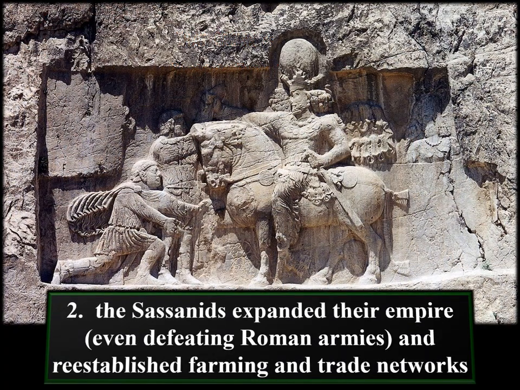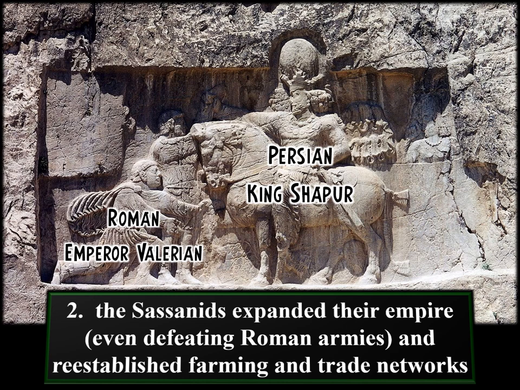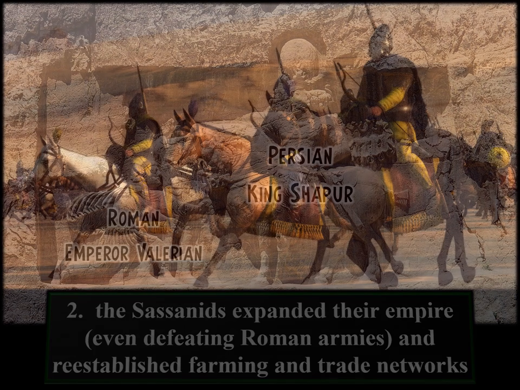The Sassanids expanded their empire, even defeating Roman armies, and reestablished farming and trade networks throughout the region. There's the Persian king Shapur, who is a later Sassanid emperor. There's a Roman Emperor Valerian. You see, he is lower, he is being defeated by the Persian king Shapur. This would not last forever, however.